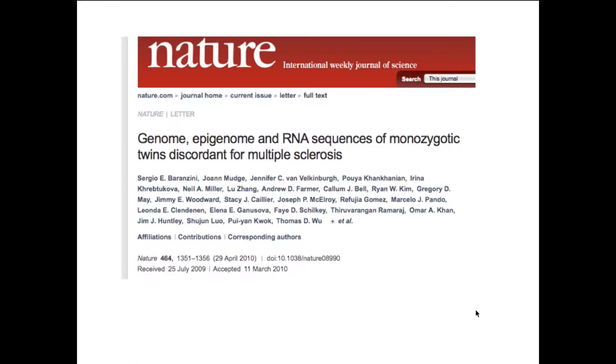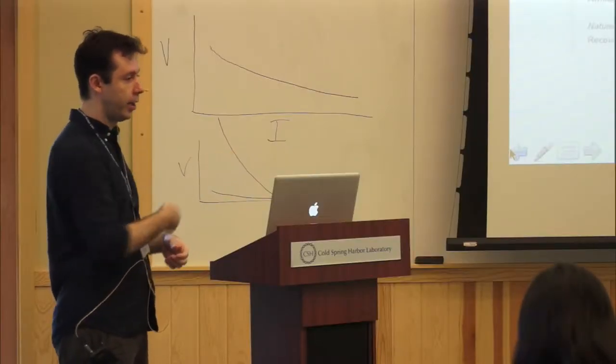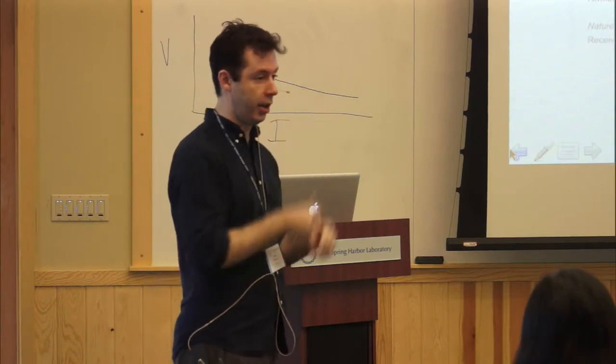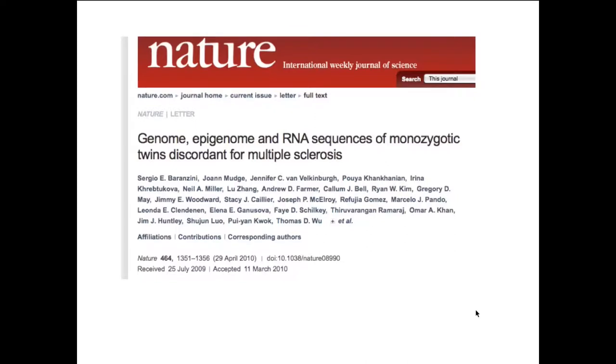And the crux of the paper is that they actually didn't find a difference. There was no difference in the genome, epigenome, or no clear difference in terms of RNA-seq between these two twins, even though one had multiple sclerosis and the other one didn't. But just to illustrate the fact that people are now using these techniques together and performing integrative analysis.